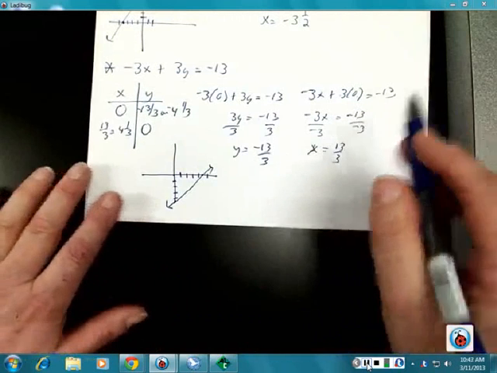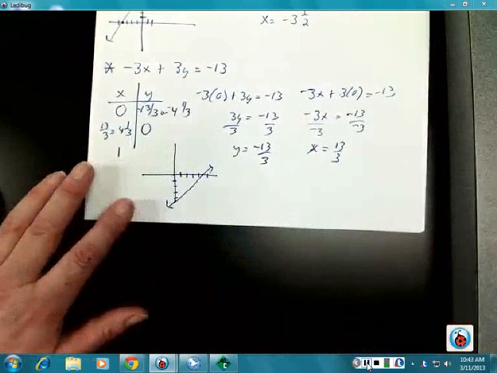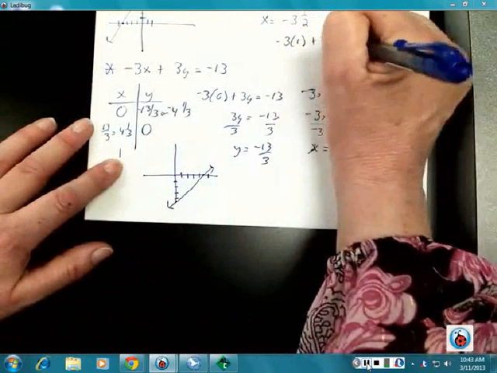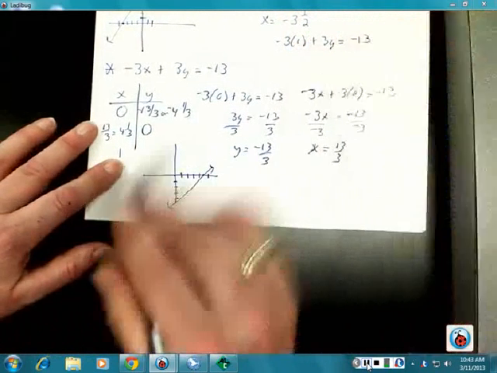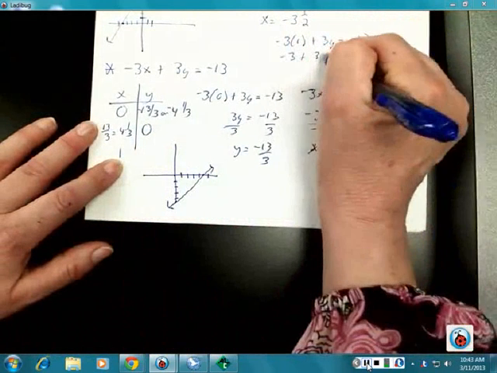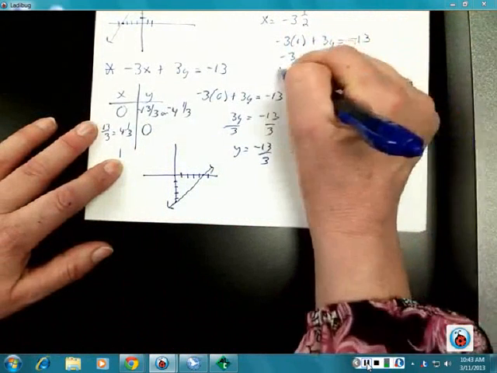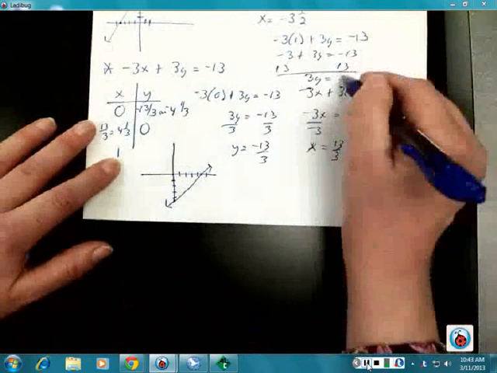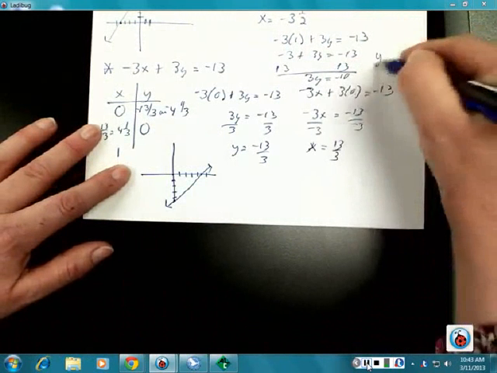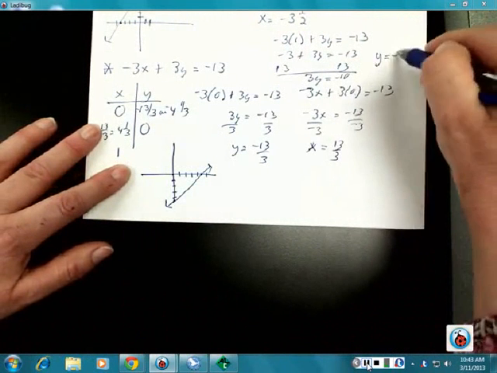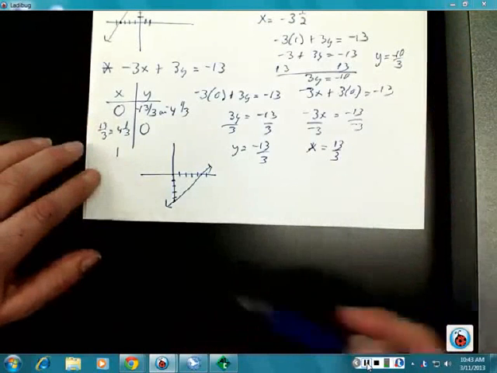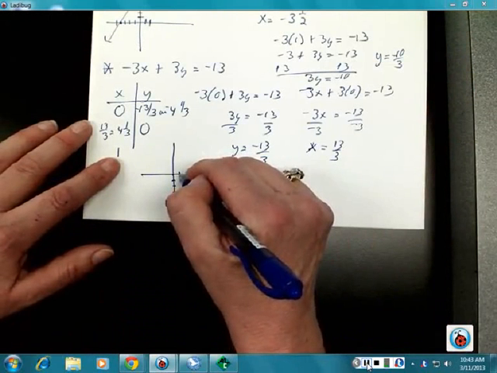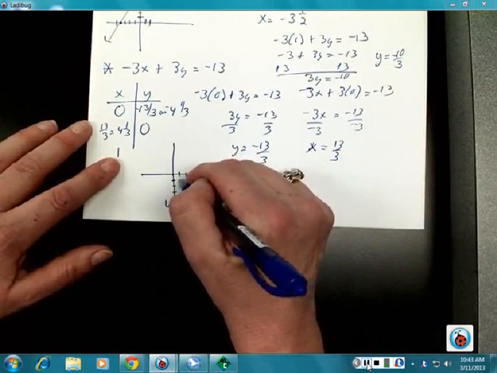And then if I want to check it, I'll plug 1 in just to see what we come up with. So negative 3 times 1 plus 3y equals a negative 13. So a negative 3 plus 3y equals a negative 13. Add 3. So 3y is equal to a negative 10. So y is going to be equal to a negative 10 thirds. So when I'm at 1, I better be down at 10 thirds, which is 3 1/3. 1, 2, 3 and a third.